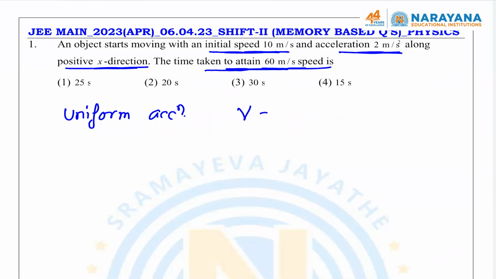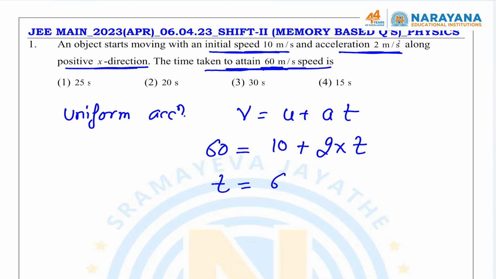All you need is to apply the formula v equals u plus at. We are given the final velocity, 60 meter per second. How much time does it take? u is 10, acceleration is given to us as 2, and the time taken we need to calculate. So this will be 60 minus 10 over 2, that is 25 seconds. So option 1 is the answer.